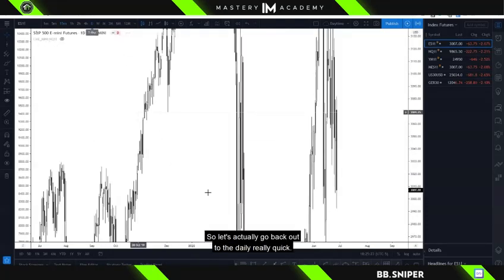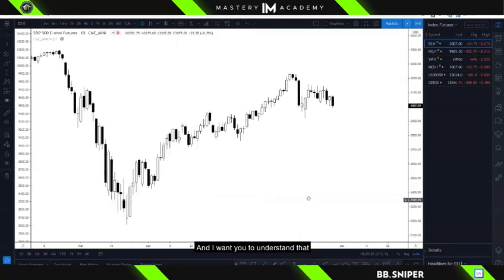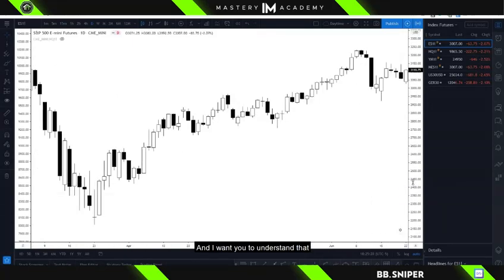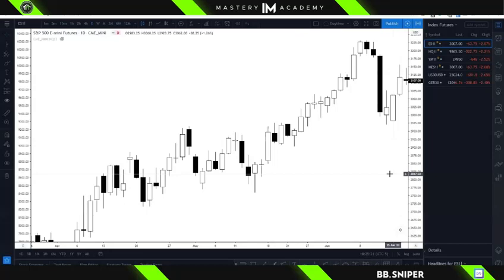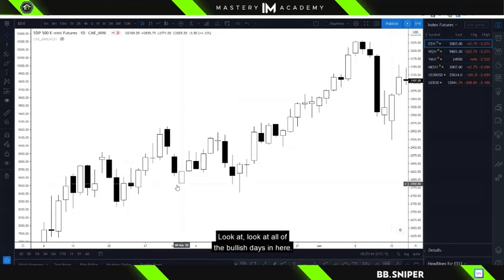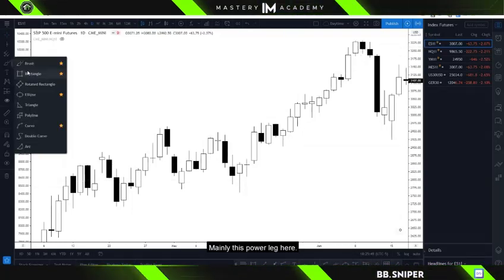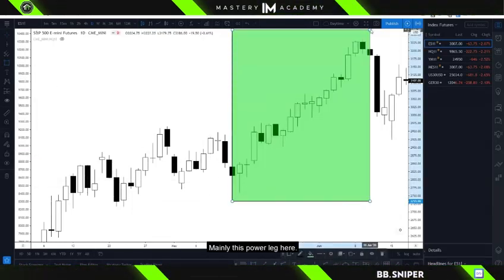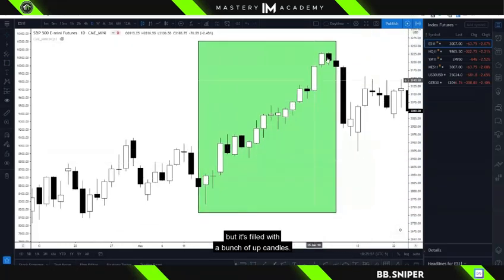Okay, so let's actually go back out to the daily really quick. And I want you to understand that when you're buying below the opening price in bullish conditions, right? Look at this chart. Okay, I'm going to get to the chat in just one second. I see you guys typing up. Look at all of the bullish days in here. Mainly this power leg here, right? It's filled with a bunch of up candles, right?